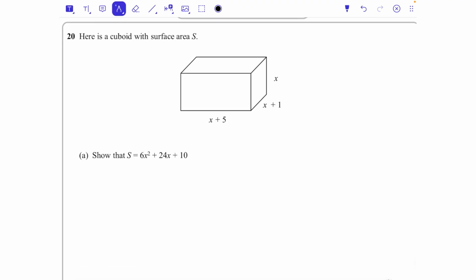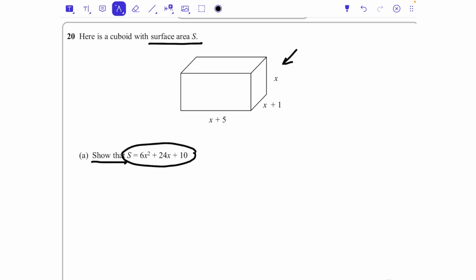Question number 20. Here is a cuboid with surface area S. Show that S equals 6x squared, add 24x, add 10. Now, on a show that question, you kind of want to come up with this entirely on your own. You don't want to be looking at it thinking, oh, okay, I wonder where they've got that from. They've given us information and things to do, so let's just do it.